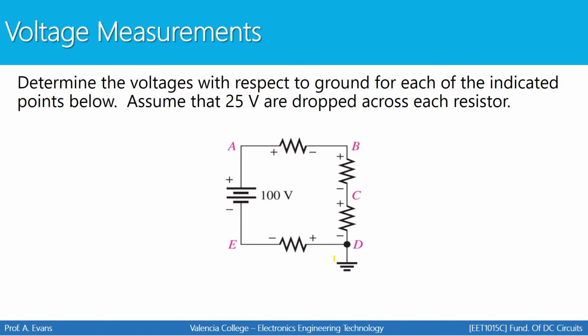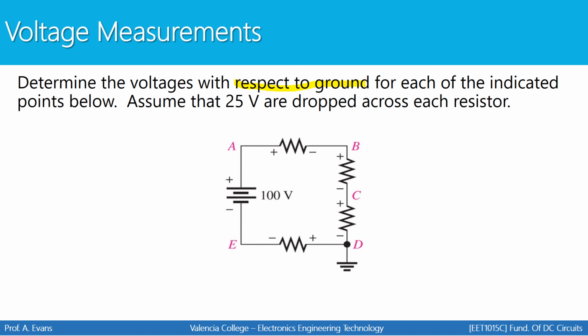Otherwise, if my circuit has ground here and your circuit has ground up here, we'll come up with different answers for our voltages across each one of these resistors. In this example, we'll show you how that happens. So we're going to determine the voltages with respect to ground for each of the indicated points below. Now you'll see this phrase a lot, with respect to ground.